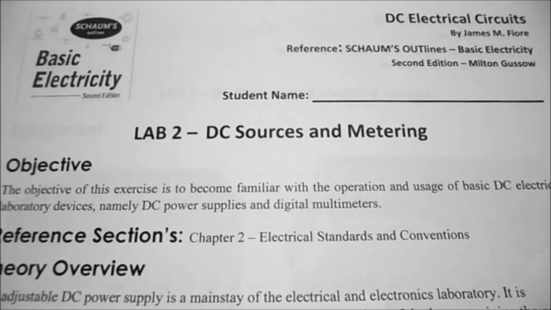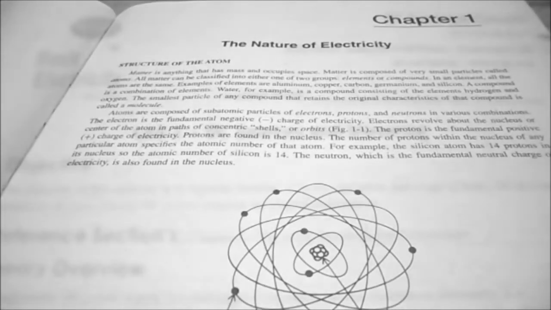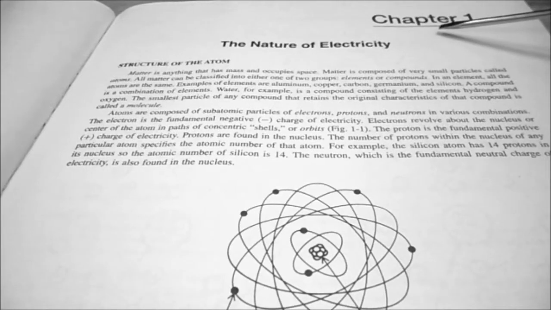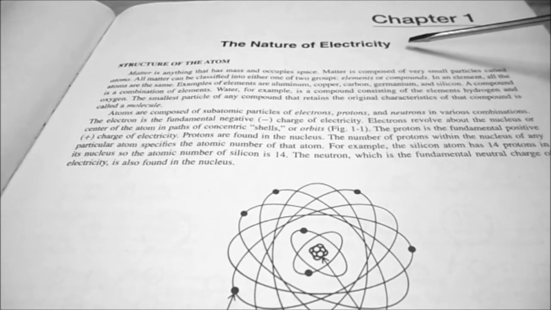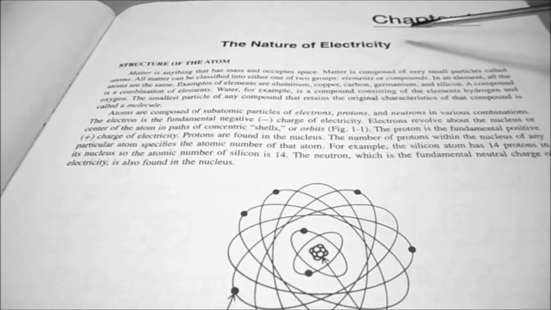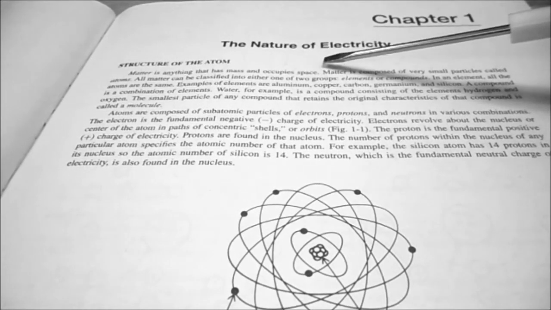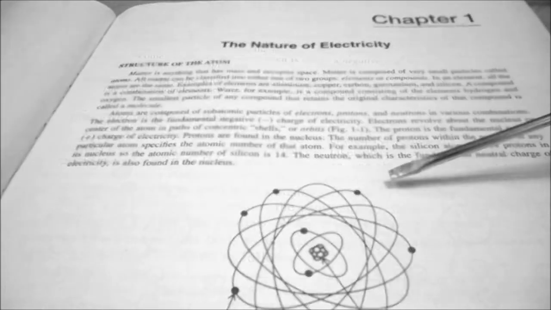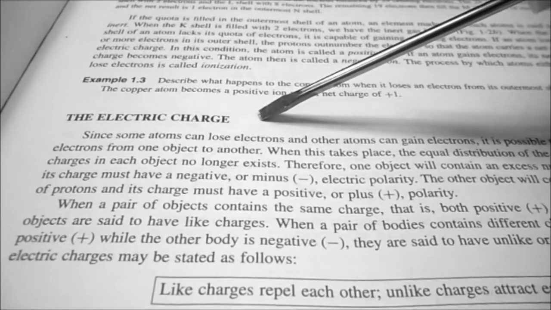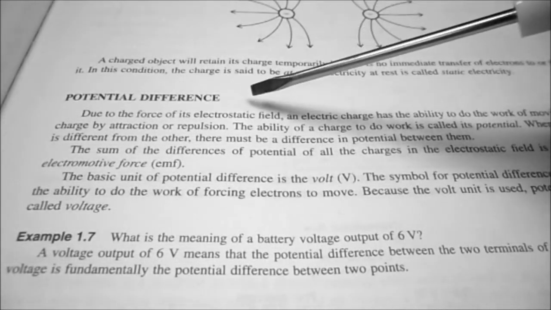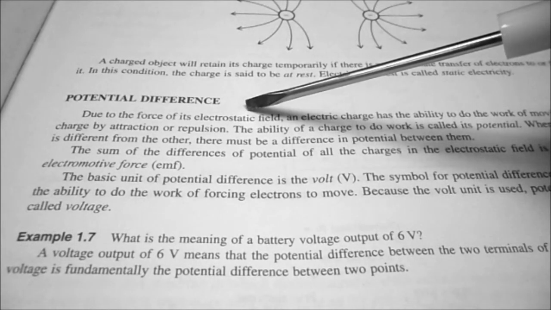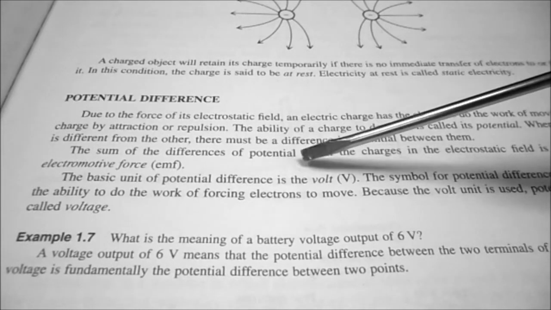Now I've given you a reference section here, and it's from Schaum's Outlines Basic Electricity 2nd edition, and we should take a look at Chapter 2, Electrical Standards and Conventions. If you haven't already done so, I recommend you read Chapter 1, all about the nature of electricity, where it talks about the structure of the atom and the idea of these electrons. It also covers the electric charge and the potential difference, which is basically what we're going to be measuring today with volts.